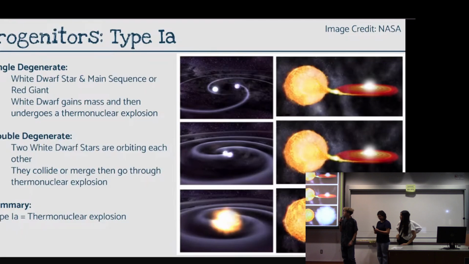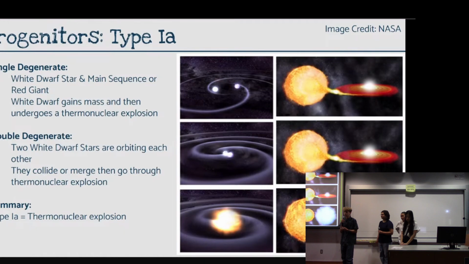I'm going to be talking about the progenitors of all the types that Viola was talking about. So I'm going to focus on the Type 1As first. There are two scenarios that it can go down. It can go down either the single degenerate path, where it gets paired with the main sequence star, and the white dwarf star will slowly steal material from it, and eventually it will gain too much mass and it cannot support its own weight. It'll explode. It'll have a thermonuclear explosion.